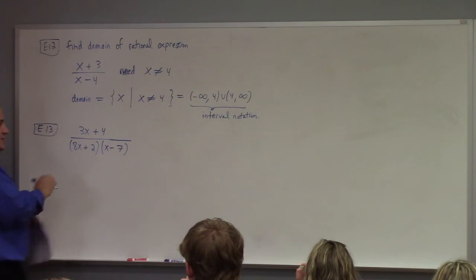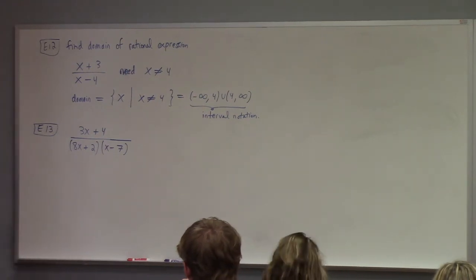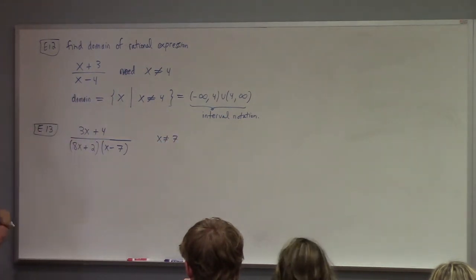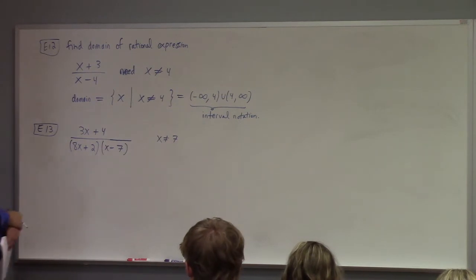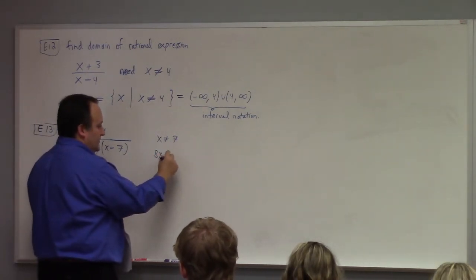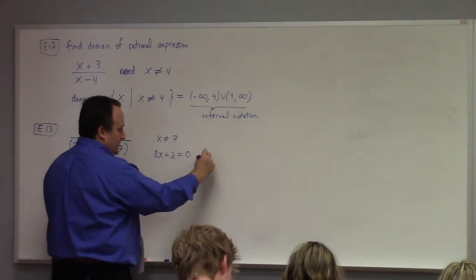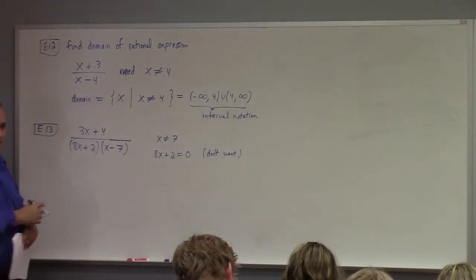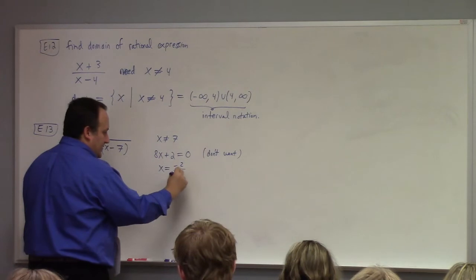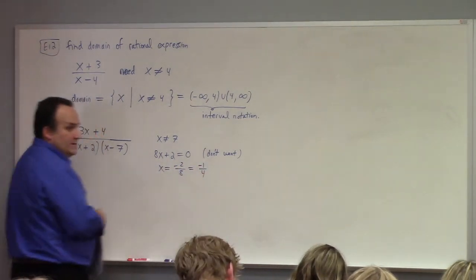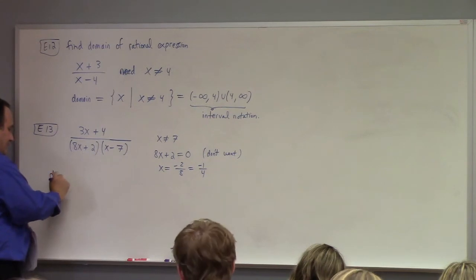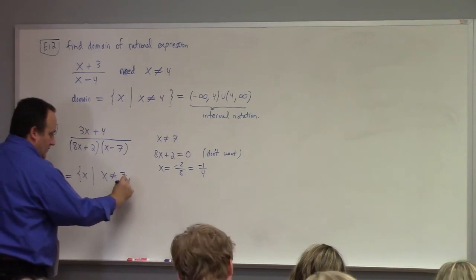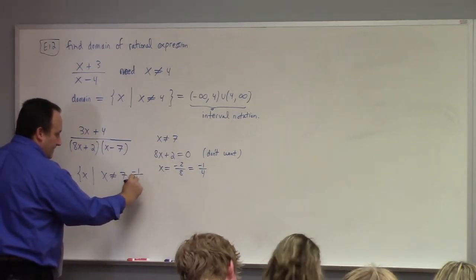Anyway, so here, what's the domain of this expression? We need x not equal to 7. I'll do the easy part. And what's the trouble for 8x plus 2? If we put 8x plus 2 equal to 0, that's the trouble, right? Don't want this. Solve that, you get x equal to minus 2 over 8, and that gives me minus a quarter. So the domain is x such that x is not equal to 7 or minus 1/4.